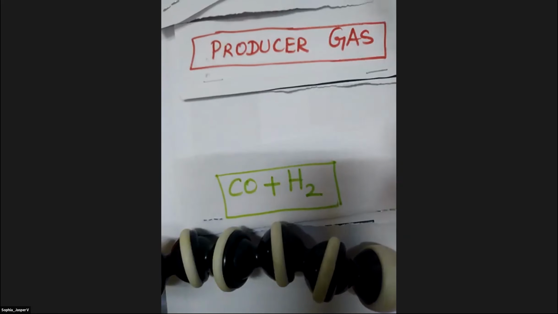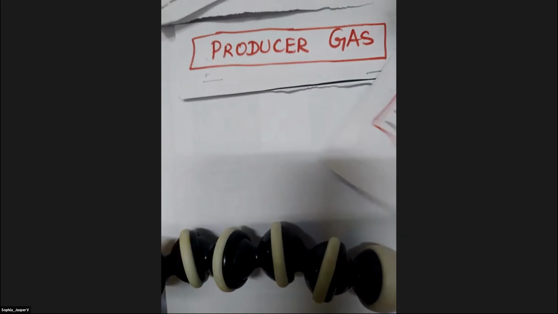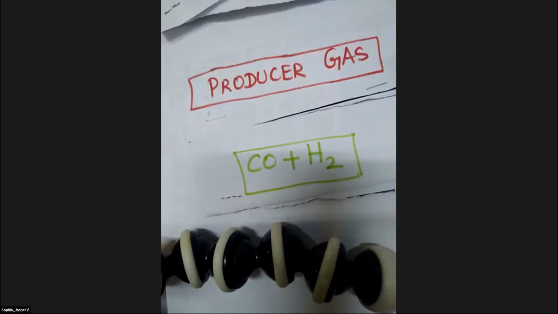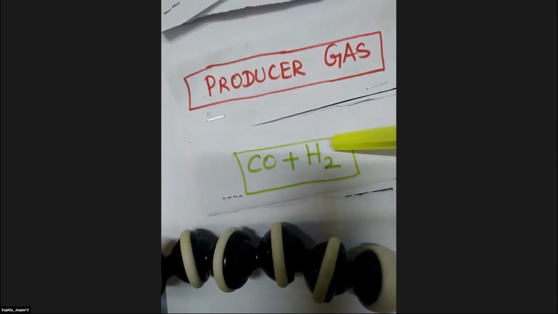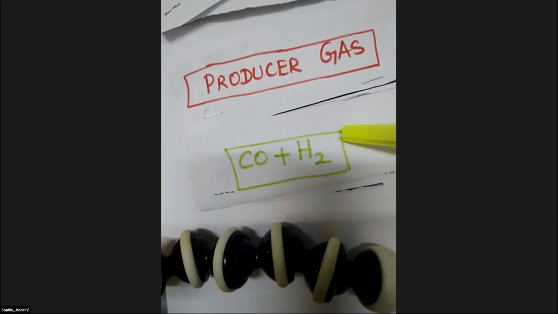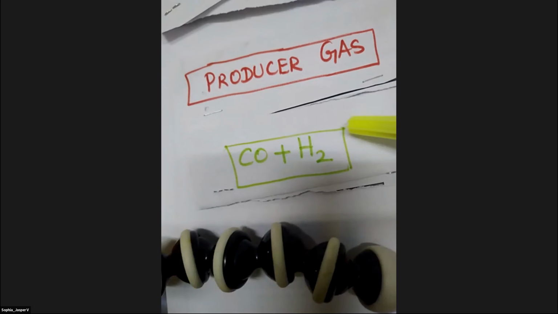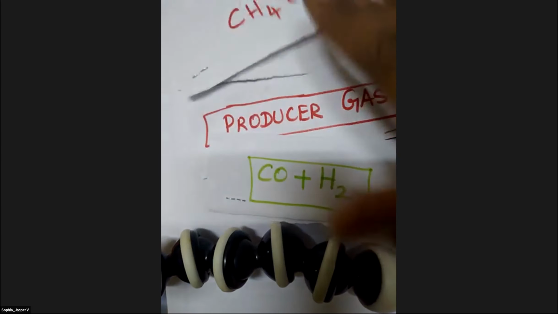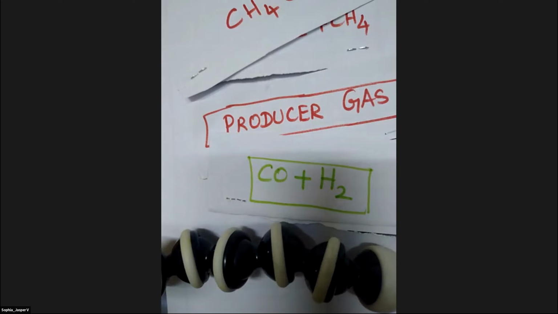Carbon monoxide plus nitrogen, what is it called? That's right, producer gas. But water gas, what does it contain? Carbon monoxide plus hydrogen. Yes. This is made by passing steam over coke. Again a carbon fuel, and this is also used as fuel. So please prepare such flashcards, and it will be very useful for you.